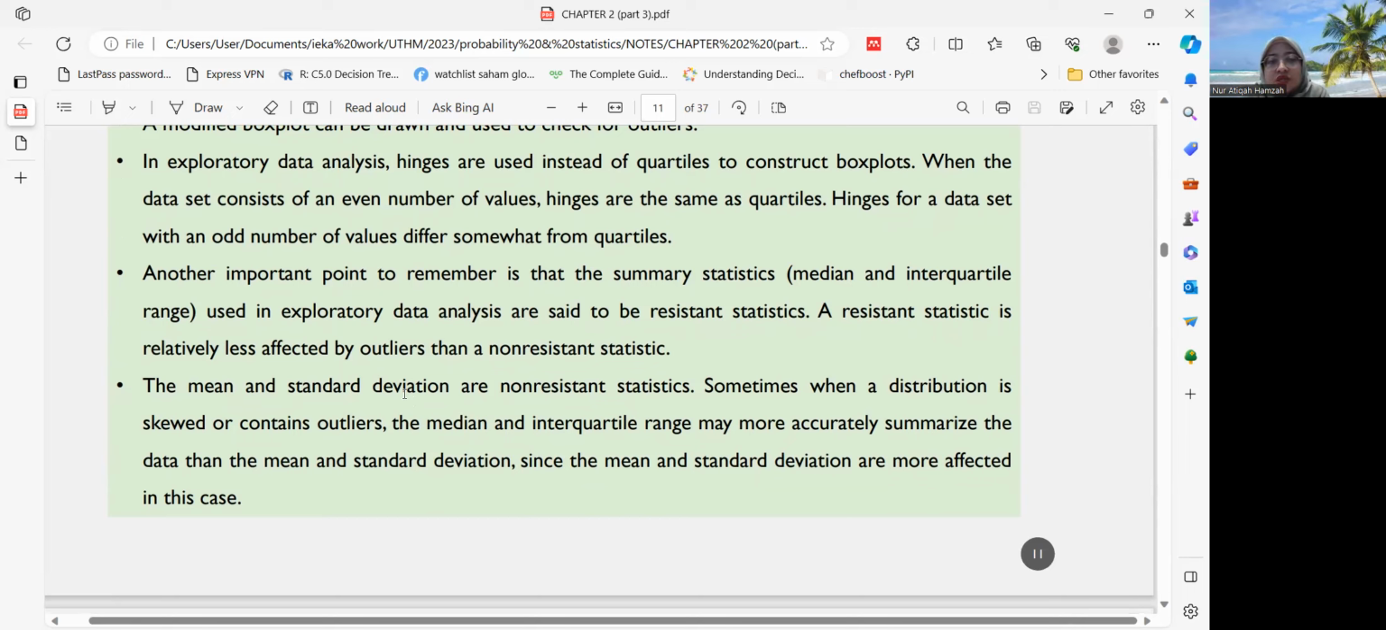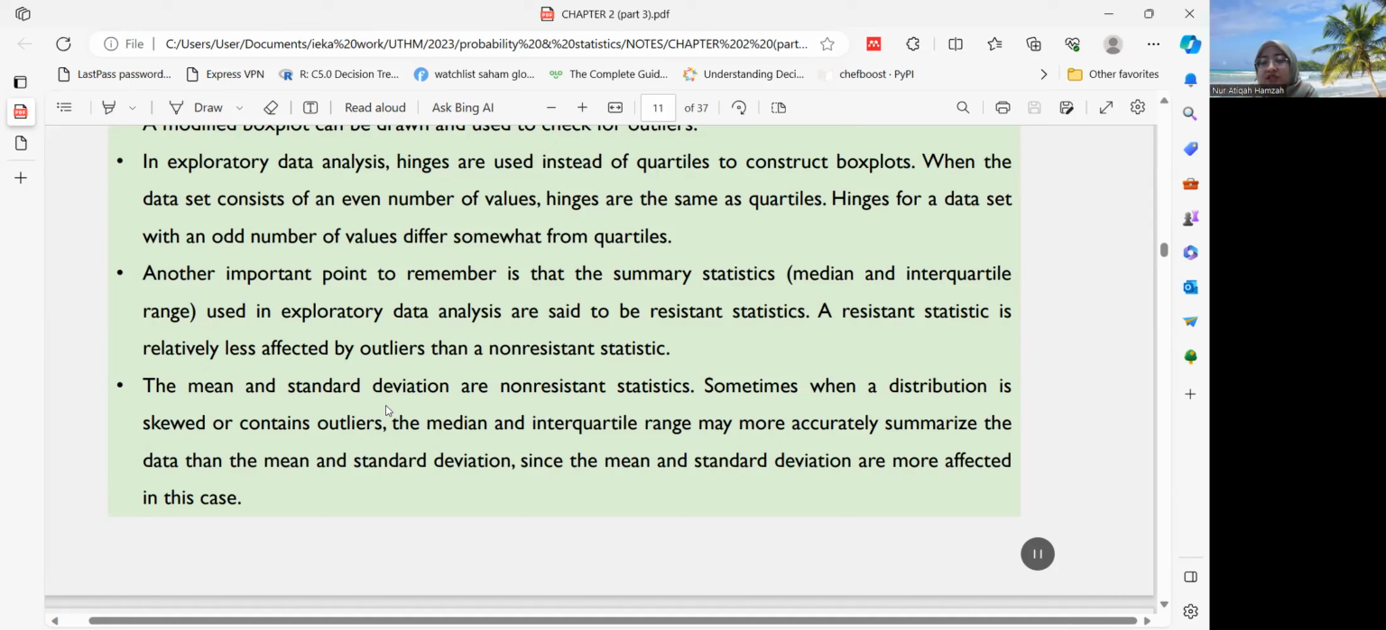Sometimes when a distribution is skewed or contains outliers, the median and interquartile range may more accurately summarize the data than the mean and standard deviation, since the mean and standard deviation are more affected in this case. Okay, sebab bila kita cari purata ataupun mean ni, bila ada nilai yang terlampau kecil atau terlampau besar, memang akan mempengaruhi nilai mean yang kita peroleh.